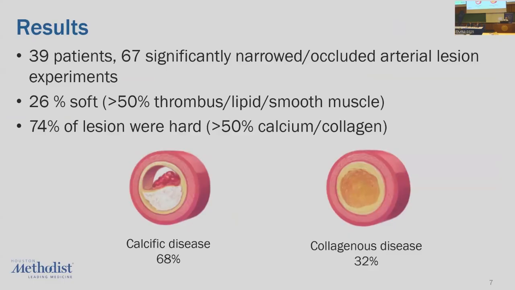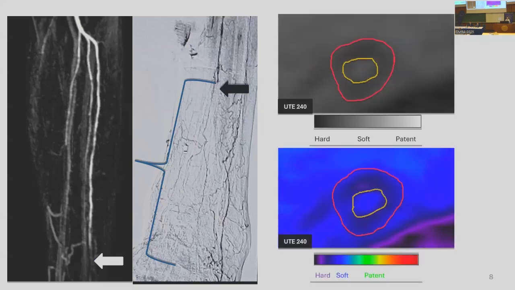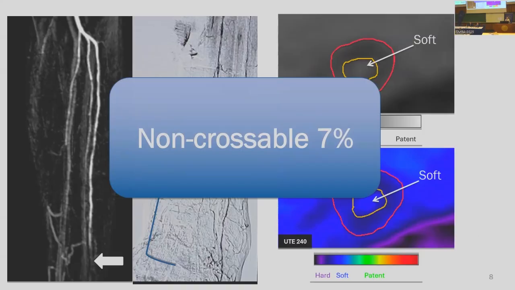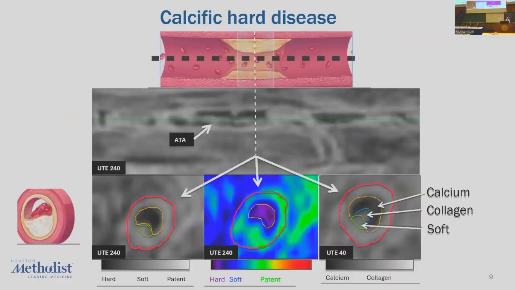So far, we examined 39 patients, resulting in 67 arterial steno-occlusive lesions. In our data set, 74% of the lesions were hard, while 26% were soft, according to their major dominant tissue composition. In our ultra-short echo time MRI images, soft tissue appeared iso- or even hyperintense, and in our color-coded maps, it is this kind of deep blue color. Only 7% of these soft lesions were non-crossable.